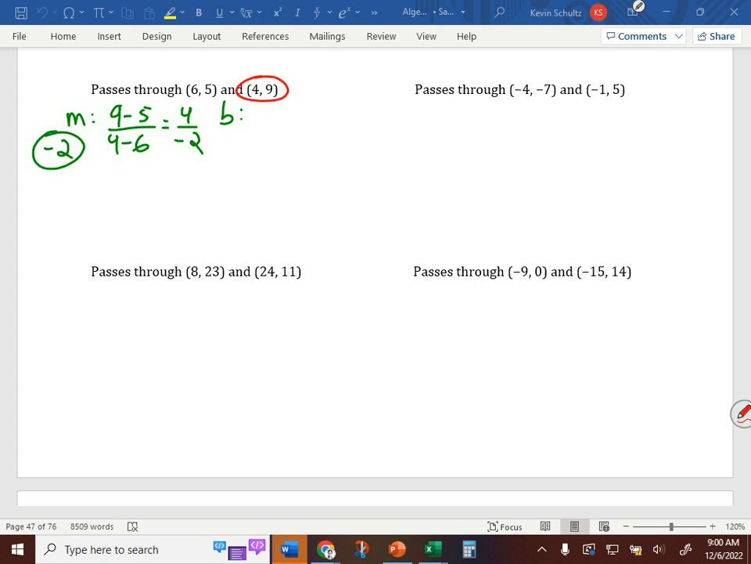Using that ordered pair in slope-intercept form, we're using 9 for y. We calculated our slope to be -2. Our x value we're using is 4. And we're going to solve for b. Simplify first. 9 = -8 + b. Add 8 to both sides. And we get a b value of 17.